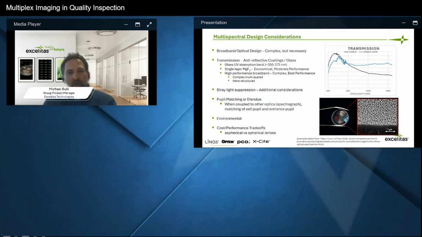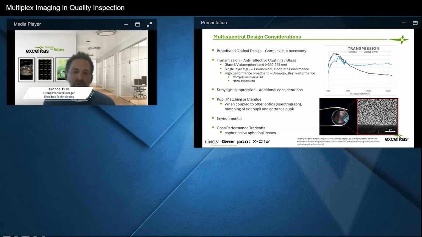So, some multispectral considerations. We talked about this a little bit before. When considering a lens choice, it's really important to consider one that is designed for this purpose. It's often a little bit more complex, but it is necessary to achieve the results that you require, based on the slides that were mentioned before. If you don't consider these things, you're going to have poor performance, and it might not deliver the experience or the results that you're hoping to achieve.